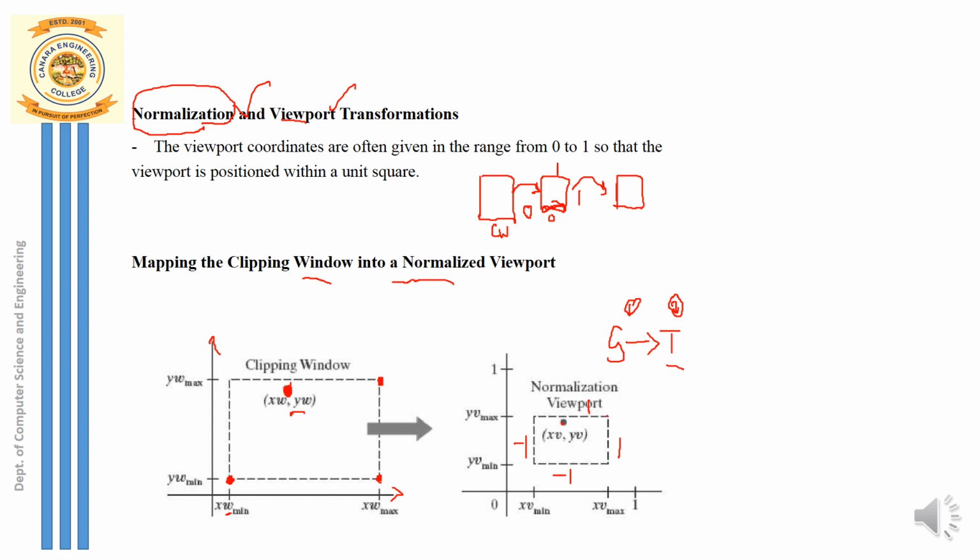So remember the two steps you have to carry out. First step is scaling, that is reducing the size of this clipping window to a normalized window. Next, it is this translation that you have to carry out in order to move the fixed point from xw comma yw in the world coordinate system to xv comma yv, that is, to the normalized viewport.